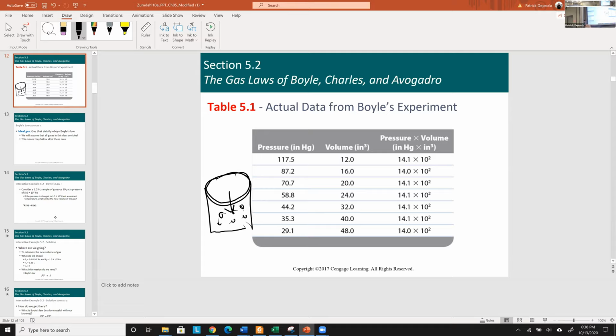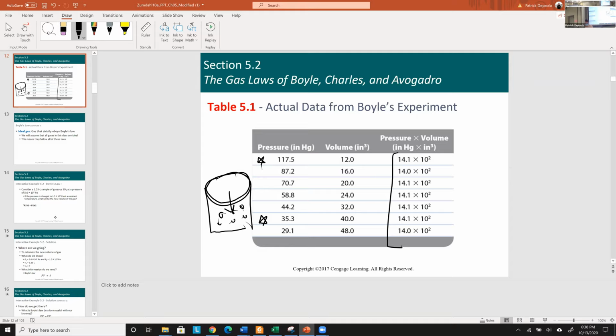And then if you multiply those two numbers together, almost every single time you end up with a constant, which is whatever P1V1 is, it equals a constant. That's why you can say at any one of these P1V1s, let's say it's this state, and you compare it to this state, you get the same number for your P times V. So that's how he knew that this law is true.